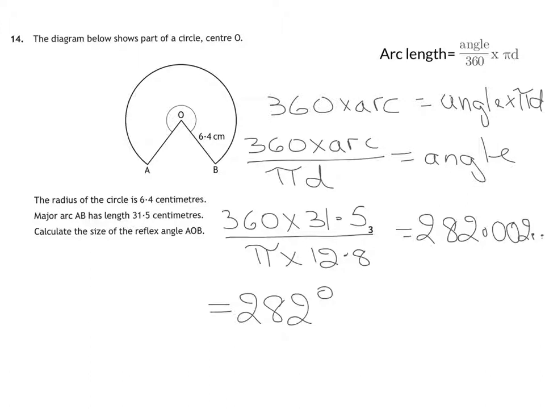So, first mark, we get for expression of arc length. So, writing out this bit here. So, getting our 12.8. And then as we start to rearrange it, know how to find the angle. So you're rearranging it so the angle's by itself. And then finally, for getting your 282. So that's 3 marks altogether there.